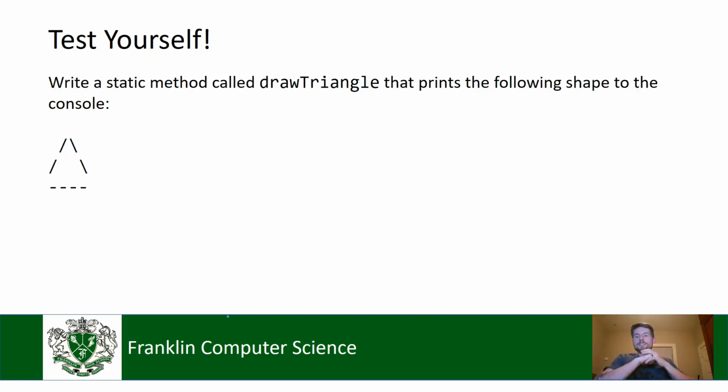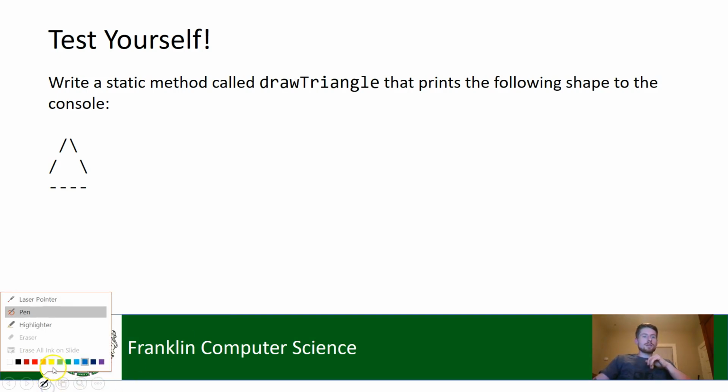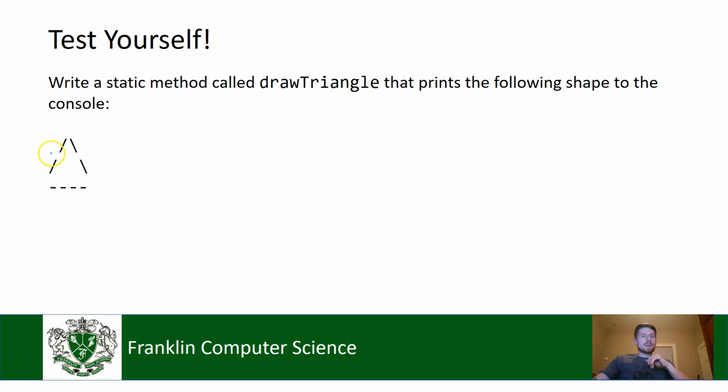All right, so here's a little test yourself. Write a static method called drawTriangle that prints that shape to the console. So there's a couple of forward slashes and backslashes and some dashes. So this should be on 3 lines, and just so things are a little bit easier, I'll just tell you how many spaces we have. We've got a space here, no space, no space, and a space at the end. Well, you don't really have to print that space. We've got 2 spaces in the middle right here, and then we have 4 dashes at the bottom. So it's 4 characters wide, 4 characters wide, 4 characters wide. Each of these is 4 characters.